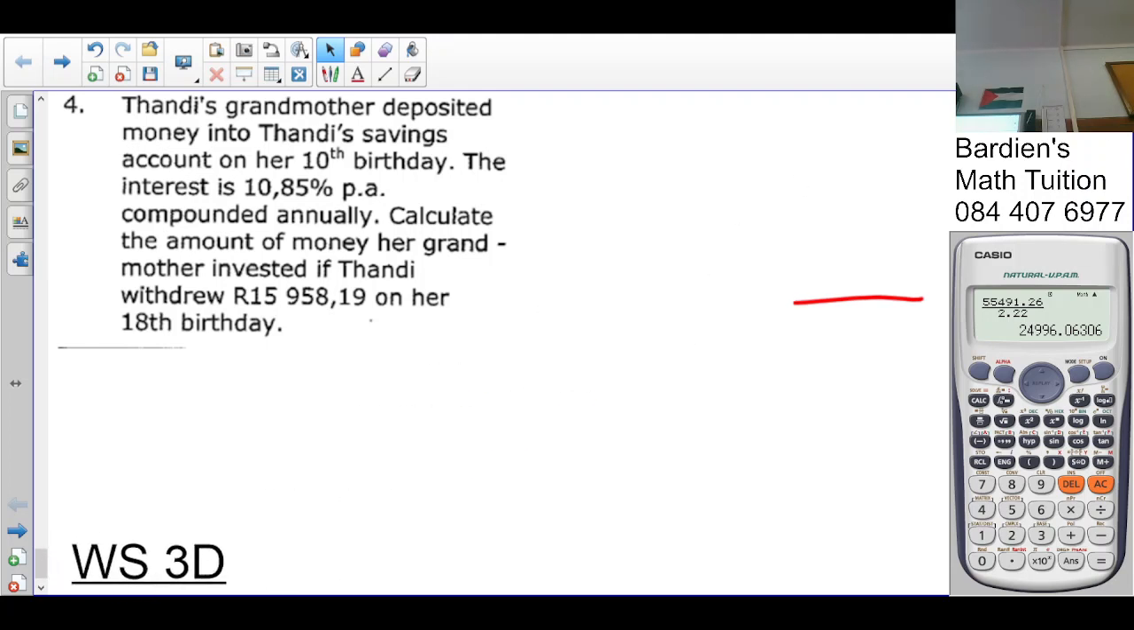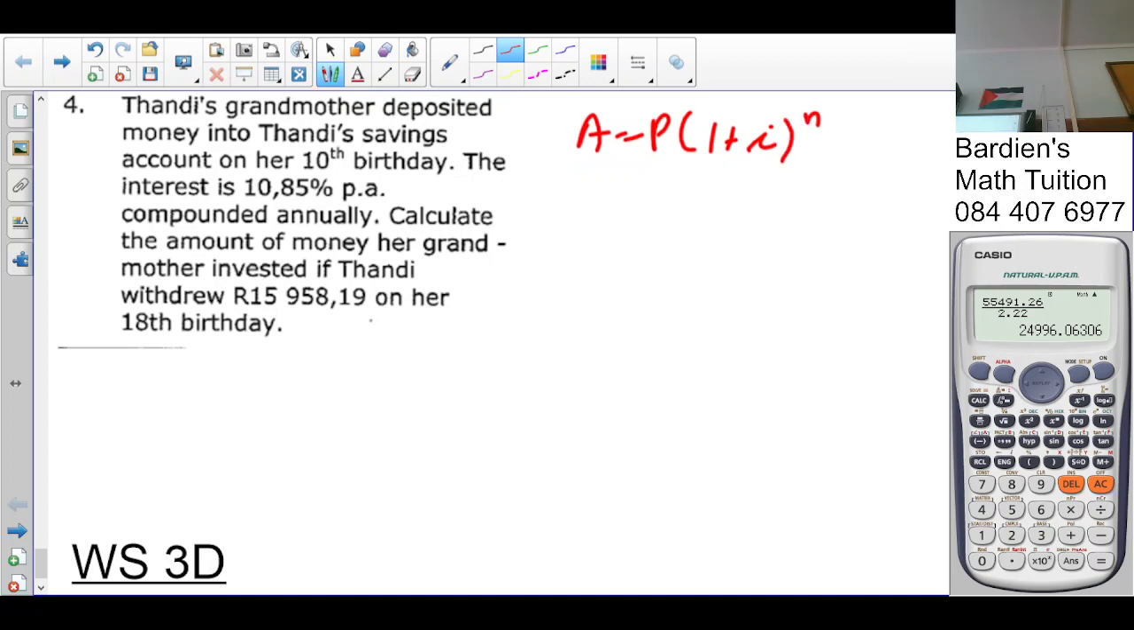People, let's do number 4. Am I moving too fast? No. Right, number 4. Tandi's grandmother deposited money into Tandi's savings account on her 10th birthday. The interest is 10.85% per annum compounded annually. So which formula do I use? The compound formula. What's the compound formula? A is equal to P into 1 plus i to the exponent n. Okay.